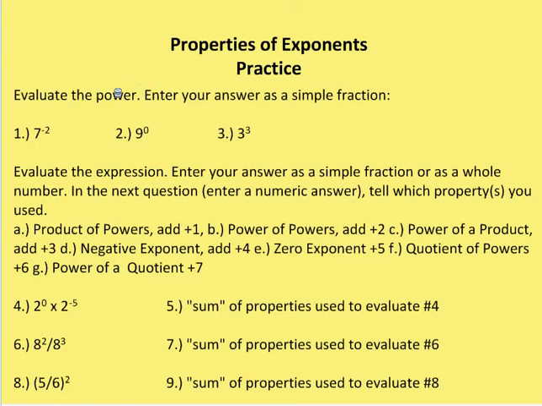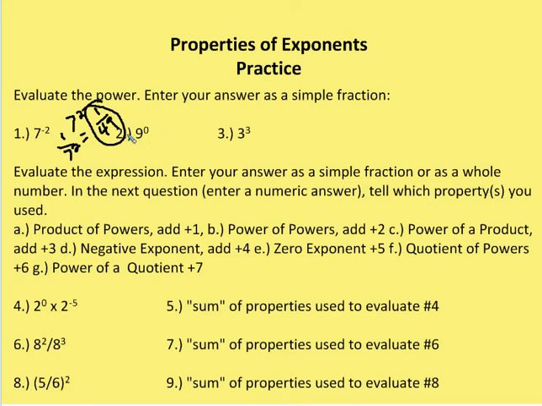So in this case, I have 7 to the negative 2. Remember, that's just the reciprocal of 7 squared. So that's the same as 1 over 7 squared, which is equal to 1 over 49. Okay, that would be my first answer.